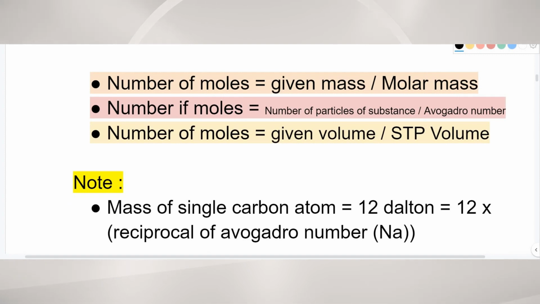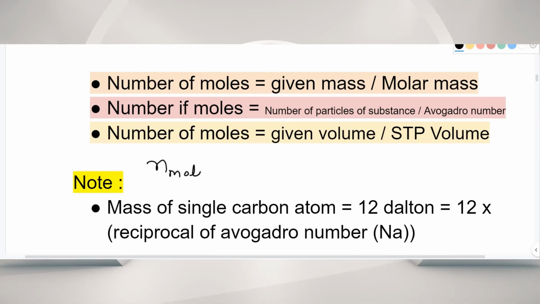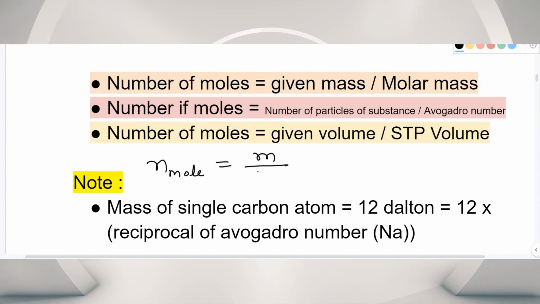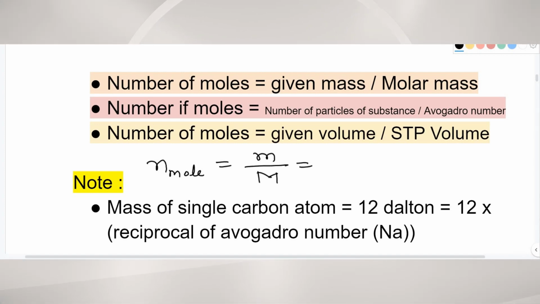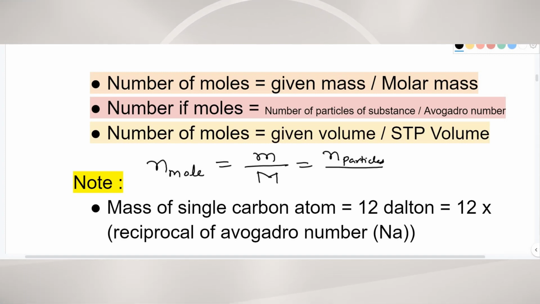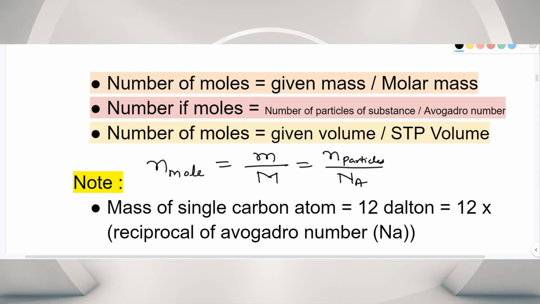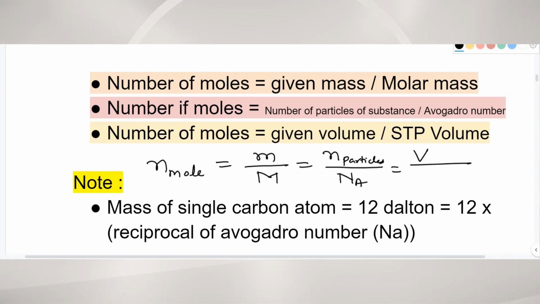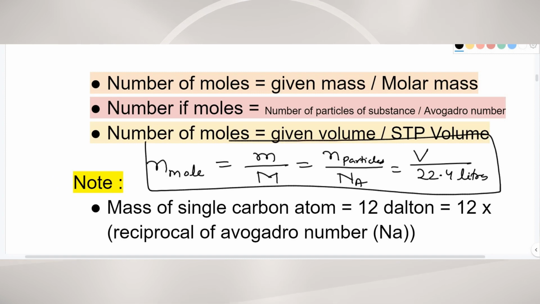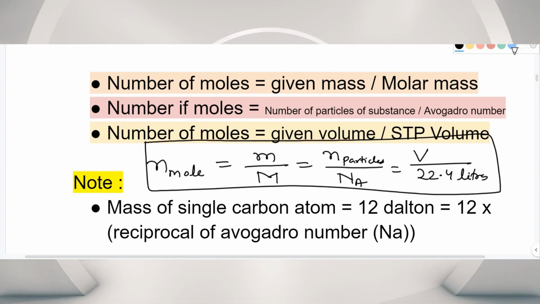So these 3 together I am combining and creating one formula. This formula is of great use for answering any numerical problem on mole. Number of moles is given mass by molar mass, same as number of particles, which in the question they'll say number of atoms, number of molecules, number of ions, by Avogadro number, same as given volume by STP volume, that is 22.4 liters. You just remember this one relation. This one relation is enough to answer everything on mole concept.